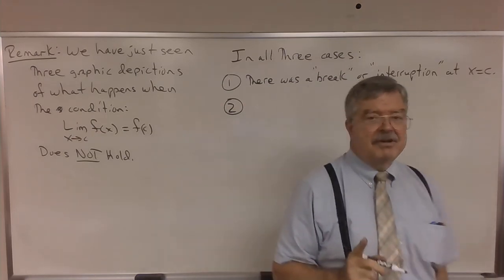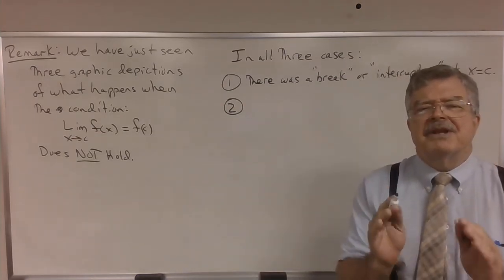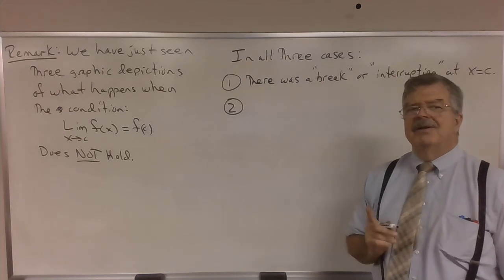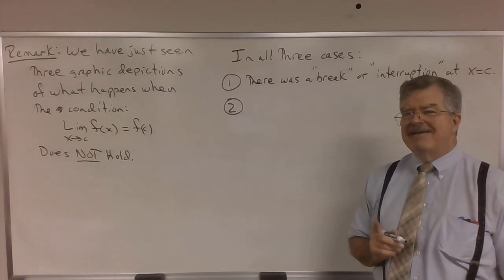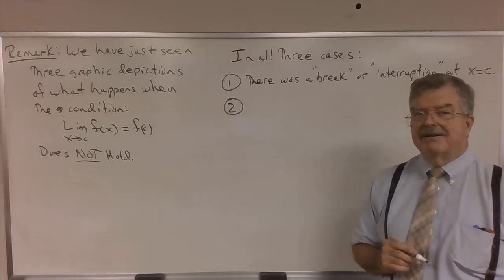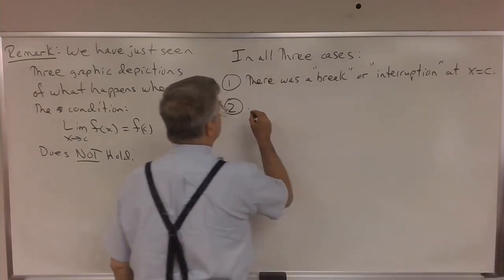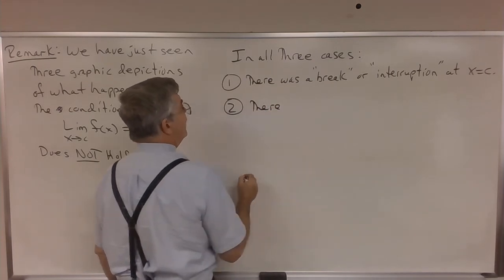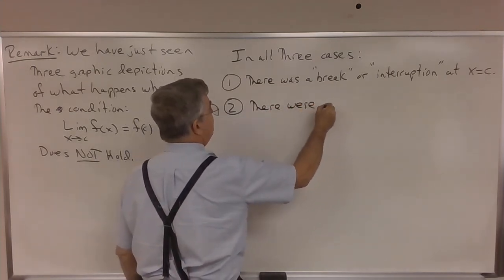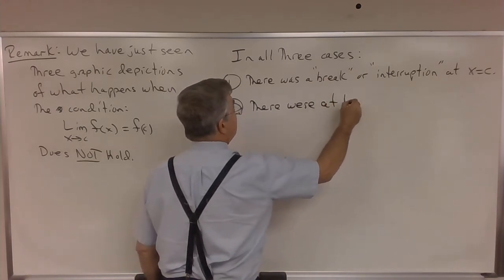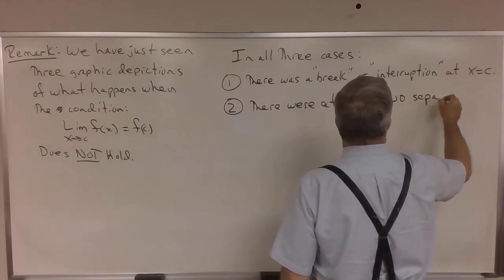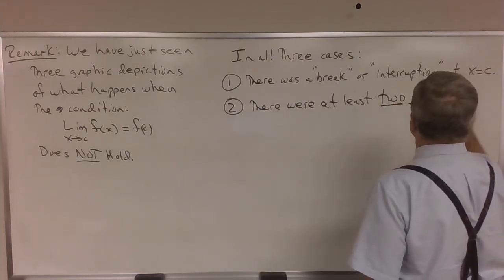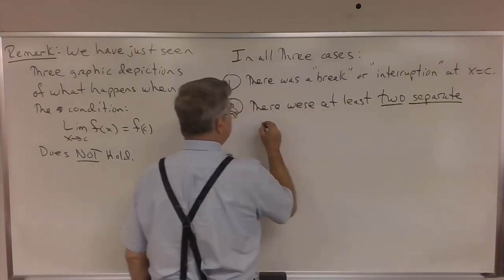Now, what else happened to be true in all three depictions? Think back. What else happened to be true in every depiction? Separate pieces, right? That's right. So in all three cases, there were at least two, maybe more, at least two separate pieces.